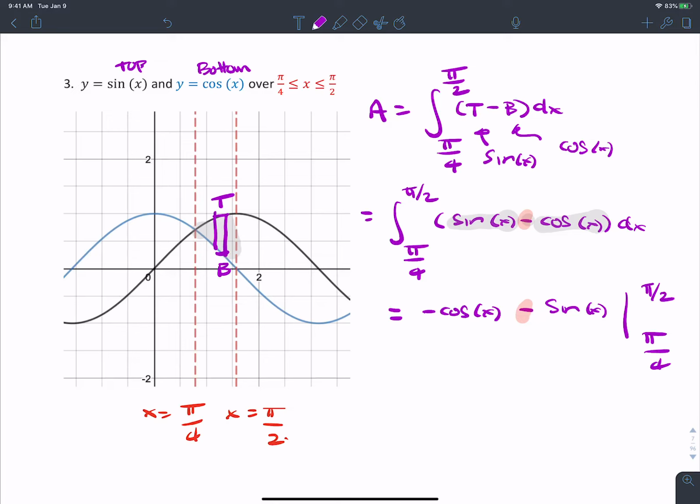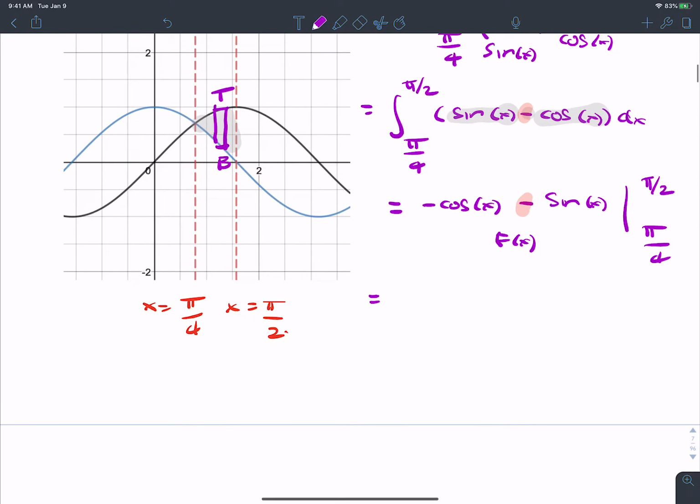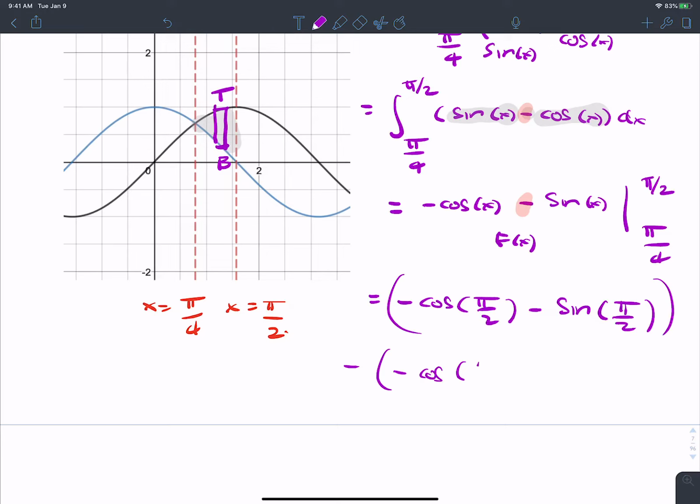Okay, you guys okay with that? So here's my antiderivative function. So I have minus cosine pi over 2 minus sine pi over 2 in here, minus cosine pi over 4 minus sine pi over 4.